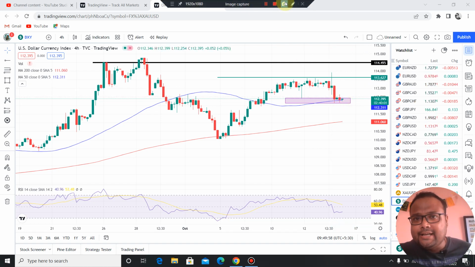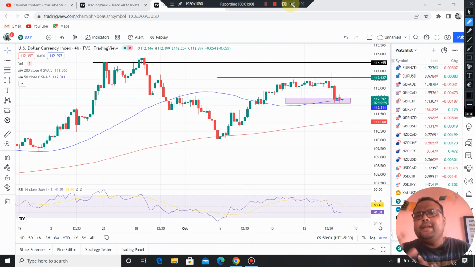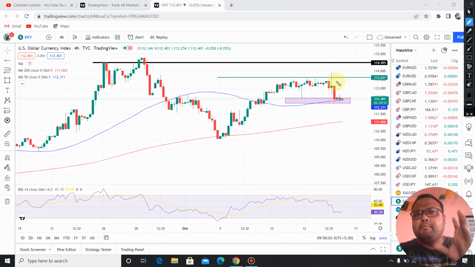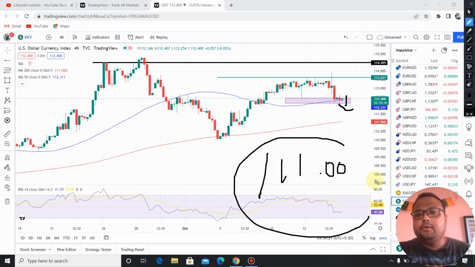So right now DXY is standing at support. During the day the market will try to hold the support, but in case of selling pressure, DXY will obviously not be able to hold the support, and we may see the market going down as well. If DXY goes down, then the next support will be 111. And if it tries to go up again, then obviously this level will be acting as the resistance again.